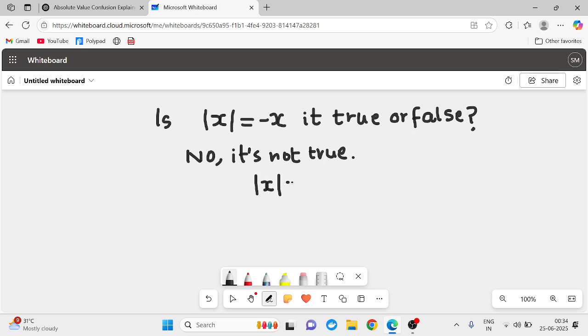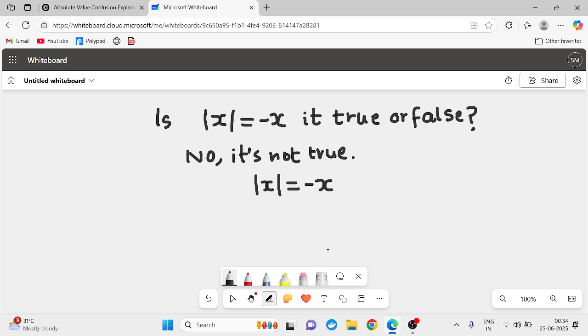Say we are thinking that mod x is equal to minus x, and I'm telling you it's wrong. Sorry, it's possible. It's true for some values of x, or many values of x, it will be satisfied. But the brain, the psychology, always thinks that mod x cannot be equal to minus x. So let's think how it works.